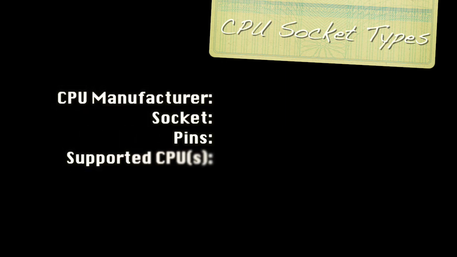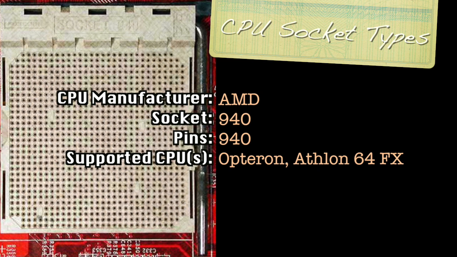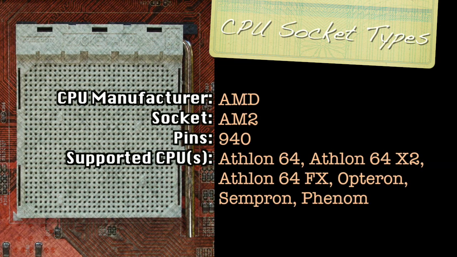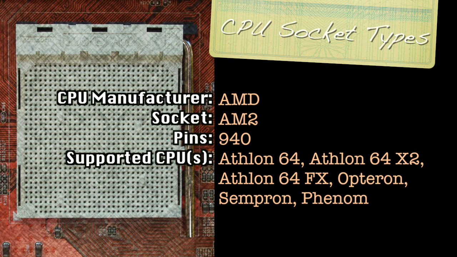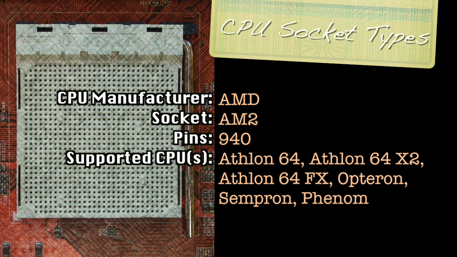And for AMD-based sockets, you had Socket 940, which had 940 pins and supported the Opteron and Athlon 64 FX CPUs. You would usually find only an Opteron server-based CPU in a Socket 940. The Athlon 64 FX was a super high-end CPU for its day, and it's unlikely to be on the exams. Socket AM2 also had 940 pins, but it supported the Athlon 64, Athlon 64 X2, Athlon 64 FX, Opteron, Sempron, and Phenom.